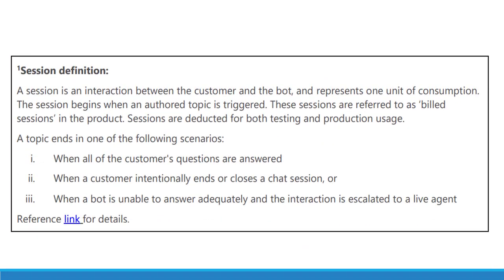Now, the other important thing is the session definition. For that $1,000, you're allowed 2,000 chats per month per tenant. Well, what is defined as a chat? Here is what it is. A topic ends in each of the following scenarios: when all of the customer's questions are answered, or when a customer intentionally ends or closes a chat session, or when a bot is unable to answer adequately and the interaction is escalated to a live agent. That is what's defined as a full chat, where that number of the 2,000 you have would be considered one successful chat, as long as you go through these chatting scenarios.